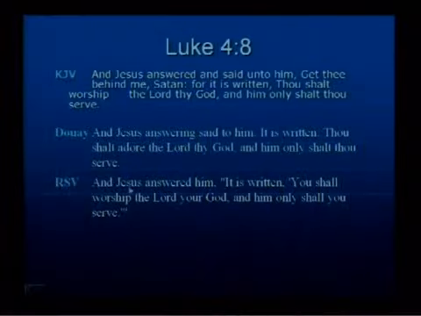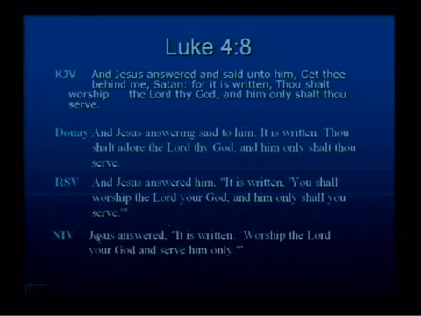RSV, same thing. And Jesus answered, it is written, you shall worship the Lord your God, and him only shall you serve. The NIV, Jesus answered, it is written, worship the Lord your God, and serve him only. All of them leave something out. What do they leave out? Get ye behind me, Satan. Now why? Why do they leave that out?